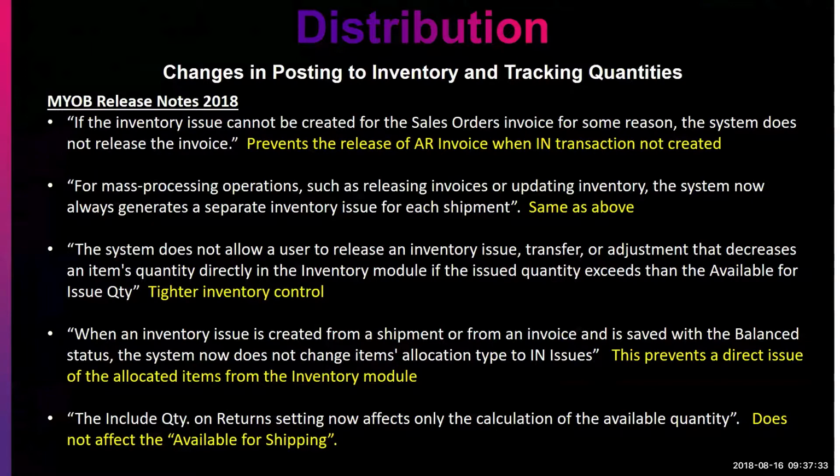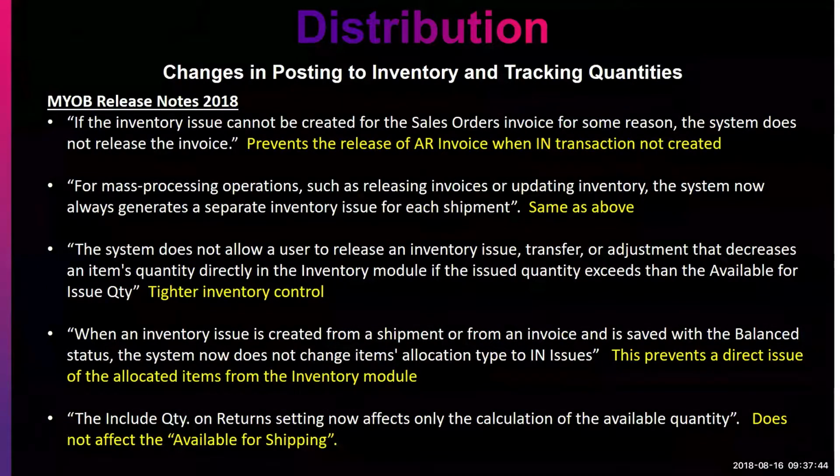And then there's a few other tightening of control that they've done there. So what they've done is it will not let you create an inventory issue, transfer, or adjustment that decreases the item's quantity directly in the inventory module if the issued quantity exceeds the available for issued quantity. Okay, so you have to read this a few times to actually understand exactly what it means.